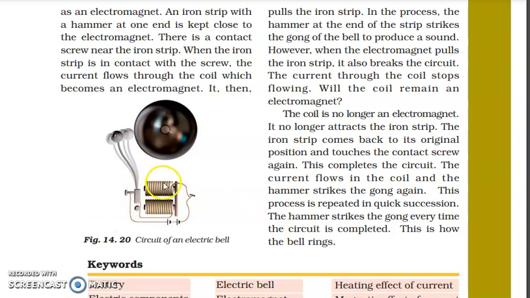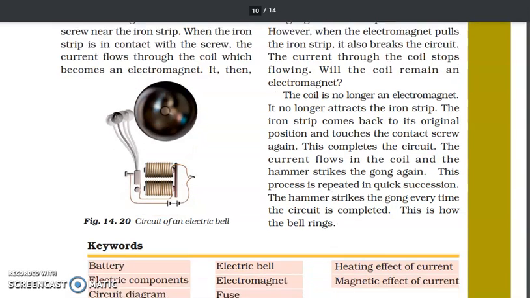Simply, we have taken a piece of iron and wrapped wire around it. Whenever electric current flows through the circuit, it becomes an electromagnet. It attracts this iron armature towards the electromagnet. The hammer strikes the gong and the circuit disconnects. Due to the spring attached to it, again it is getting back, attached with the screw, and the circuit is completed. Again the same thing happens. So this will continue until we switch it off. This is how an electromagnet is used in an electric bell.